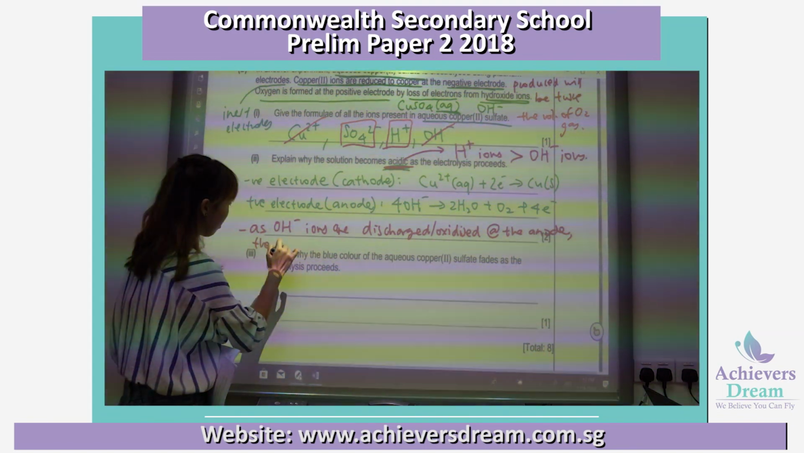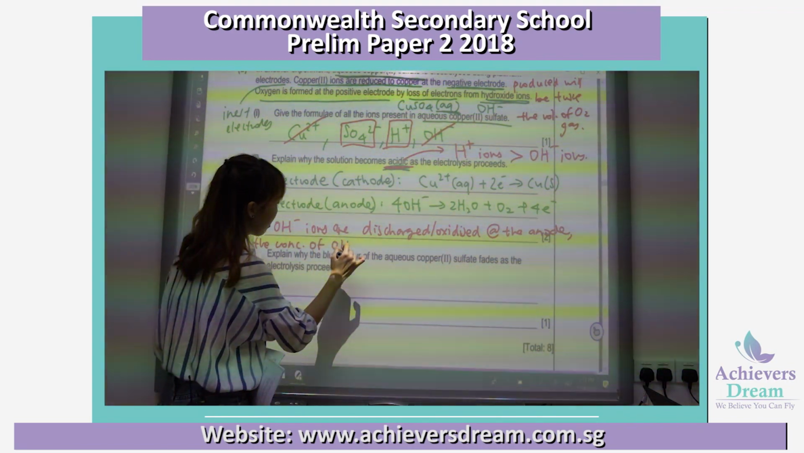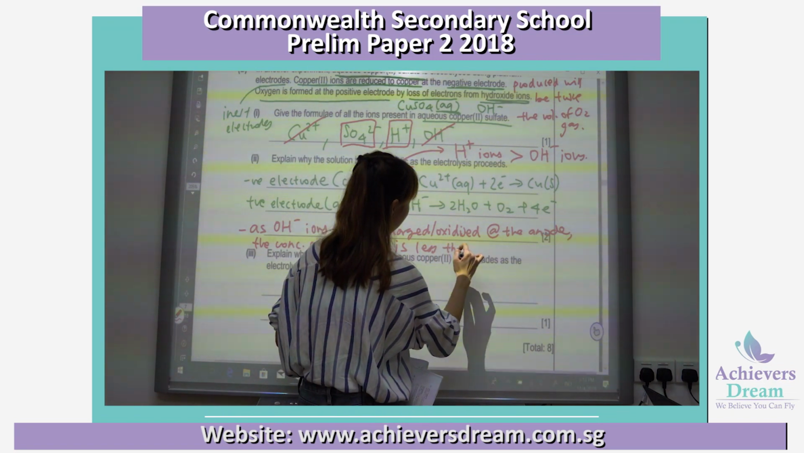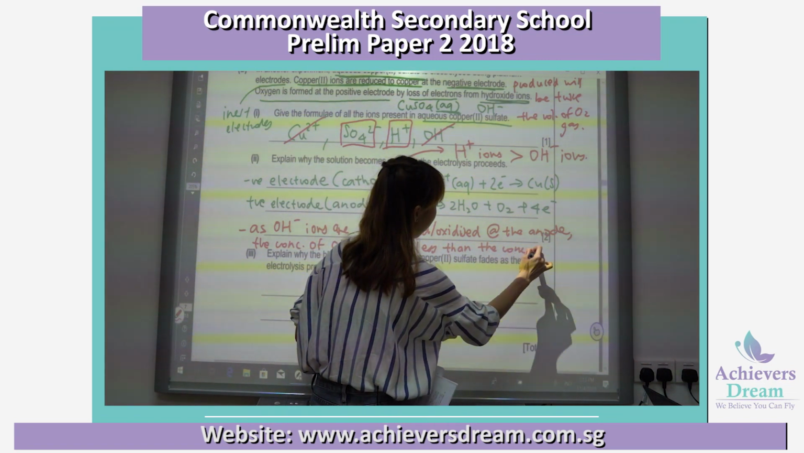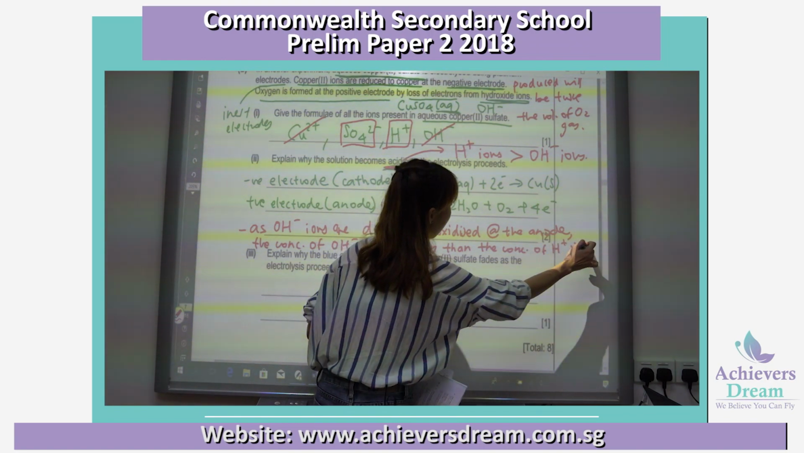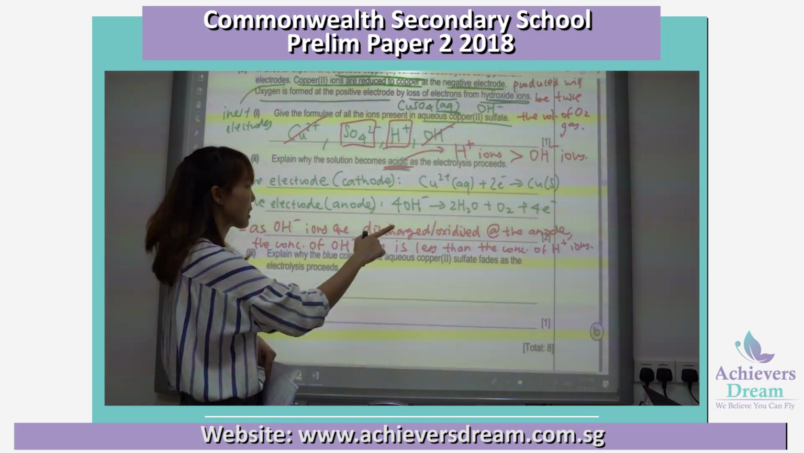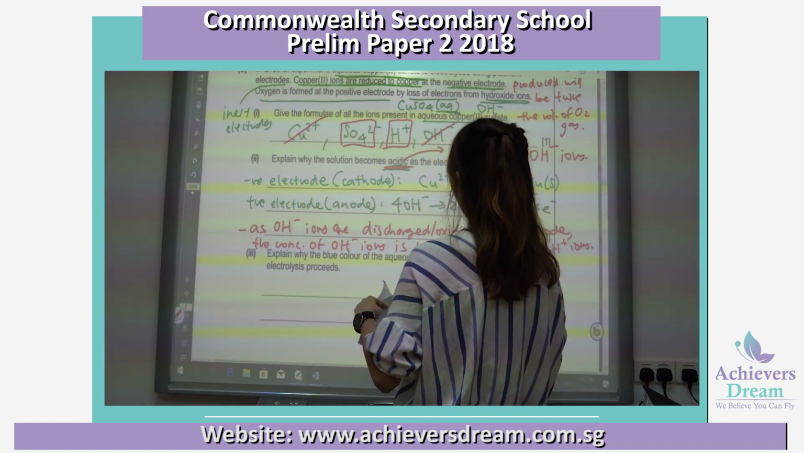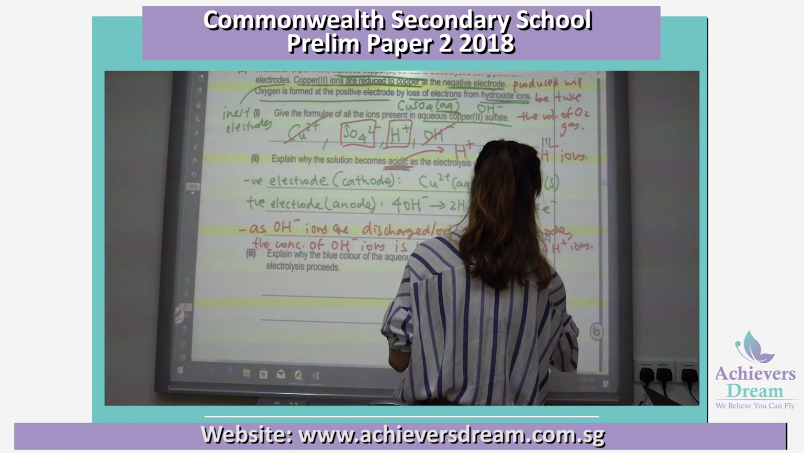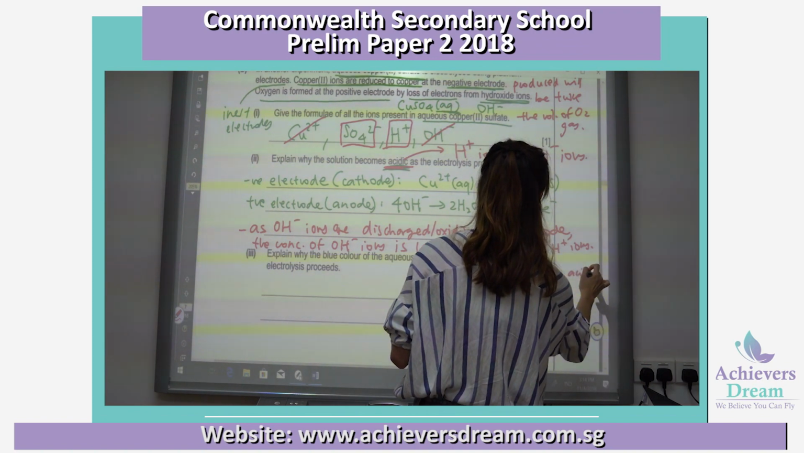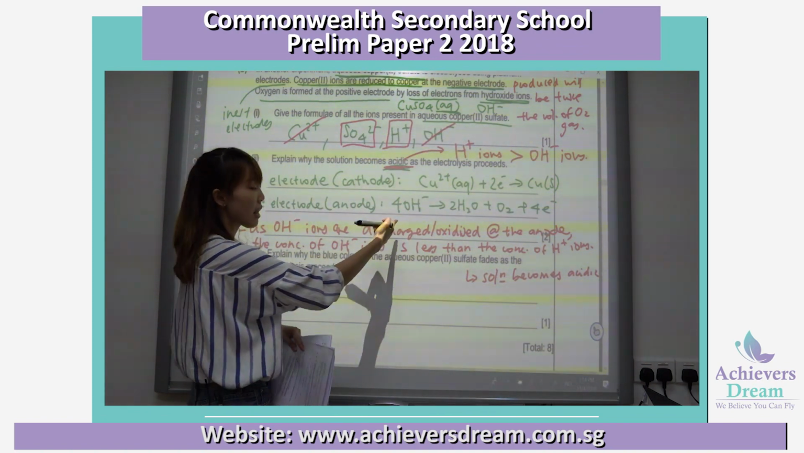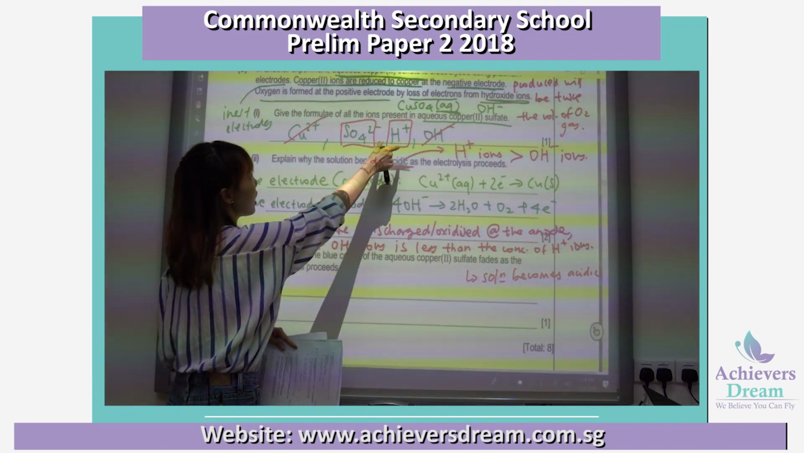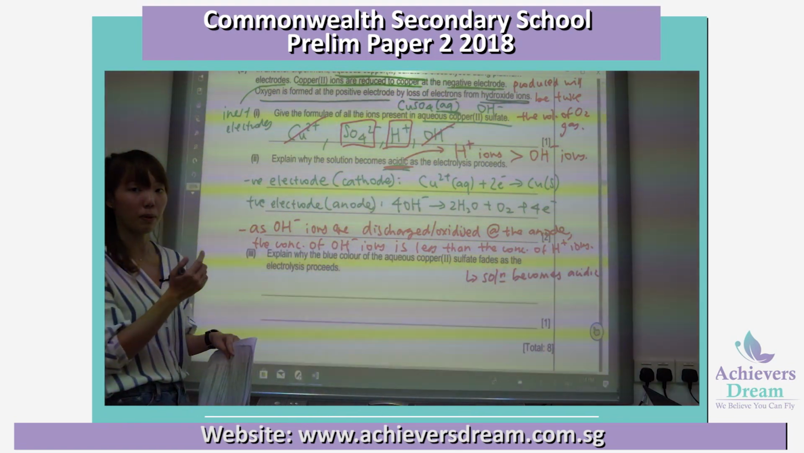The concentration of OH- ions is less than the concentration of H+ ions. So it means that there's more H+ ions than OH- ions now. That's why your solution becomes acidic over time. Because your OH- ions are continuously being discharged at the anode, it leaves you with H+ ions having a higher concentration than your OH- ions.